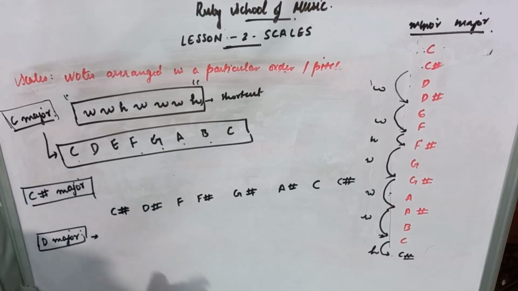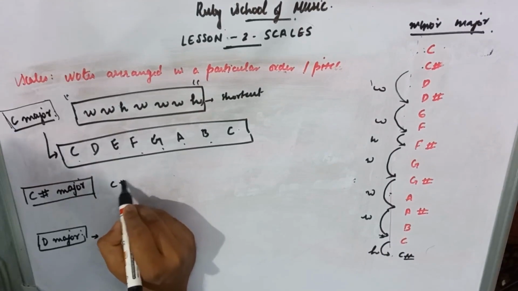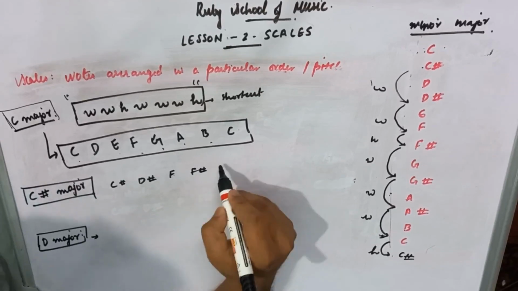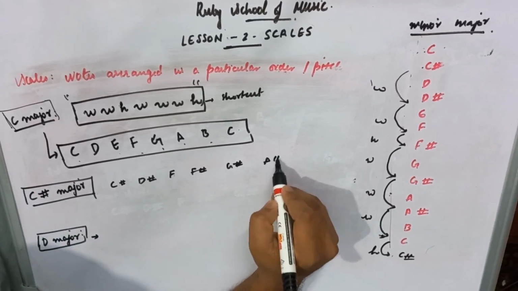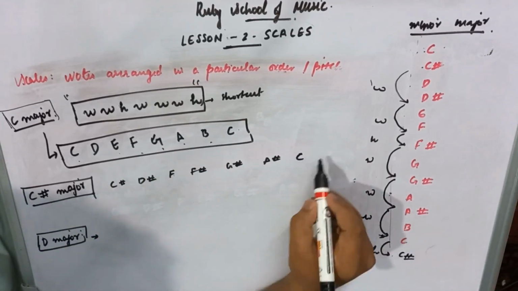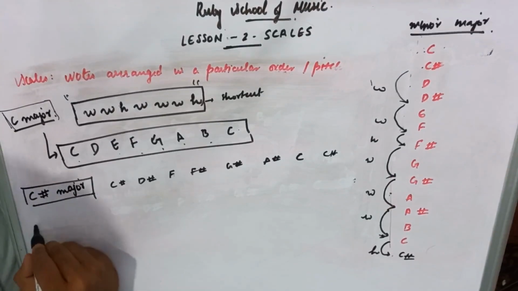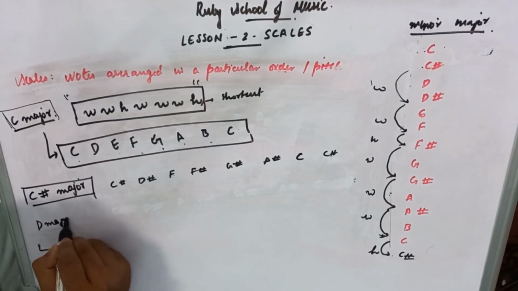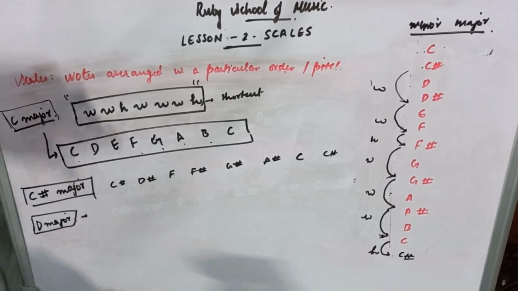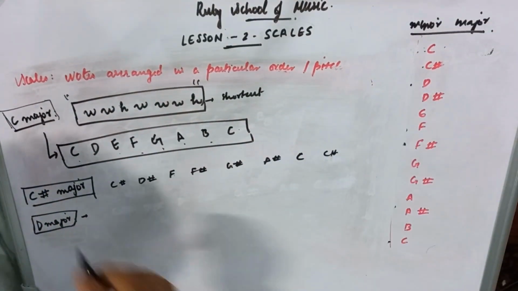So the notes of C sharp major will be, let me just write this down correctly here, C sharp, D sharp, F, F sharp, G sharp, A sharp, C, and C sharp. So these are the notes. Now for D major, let me just erase this. The notes will start from D.